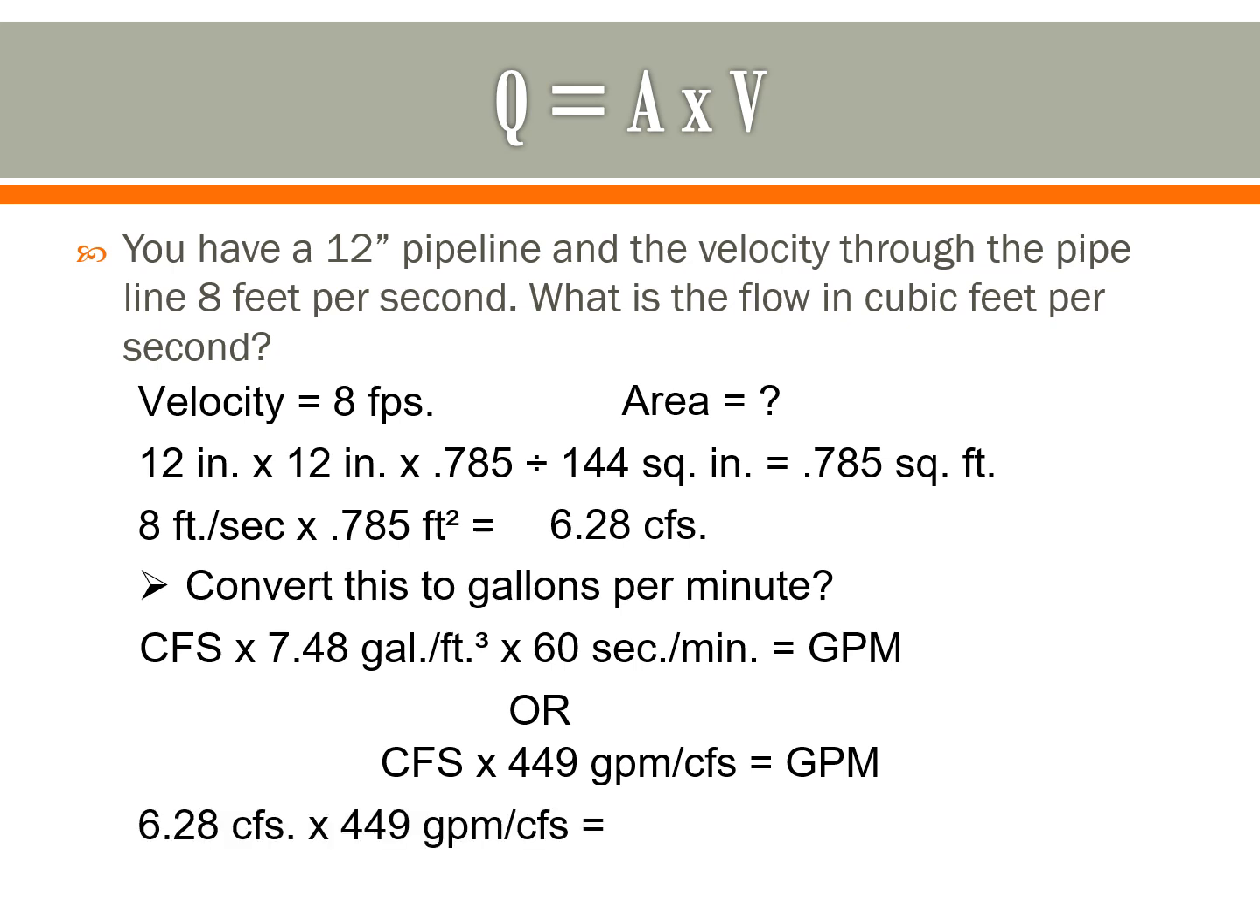All right, let's input those numbers. So 6.28 cubic feet per second times 449 gallons per minute per cubic feet per second. The cubic feet per second would cancel out, and you'd be left with your gallons per minute, which would equal 2,819.72 gallons per minute. All right, that concludes part 2 of 3.